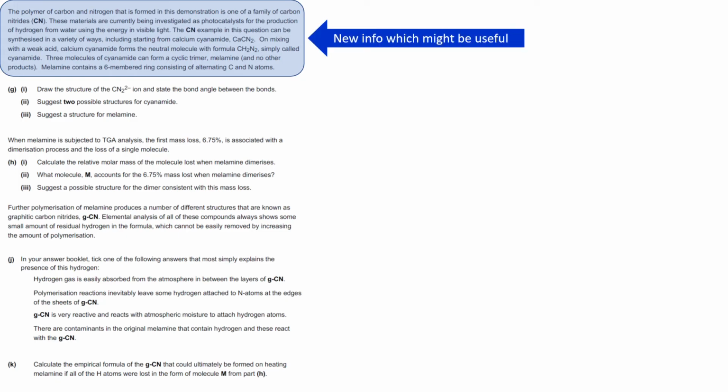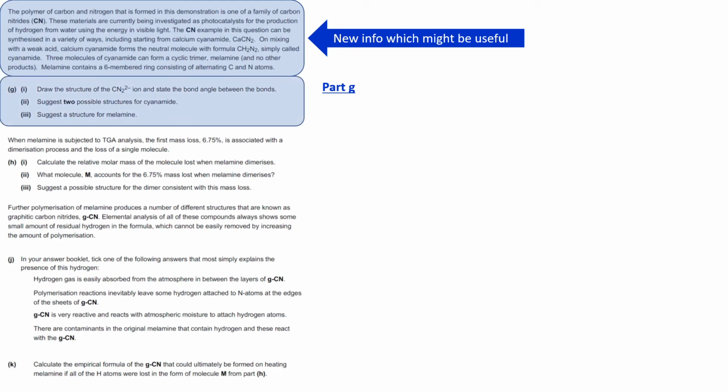Final bit, the polymer of carbon and nitrogen that's formed in this demonstration is one of a family of carbon nitrides. So just having a quick look at that information at the top. There's quite a lot in there that you might want to use, so we'll come back to it as we go through the questions on this page.